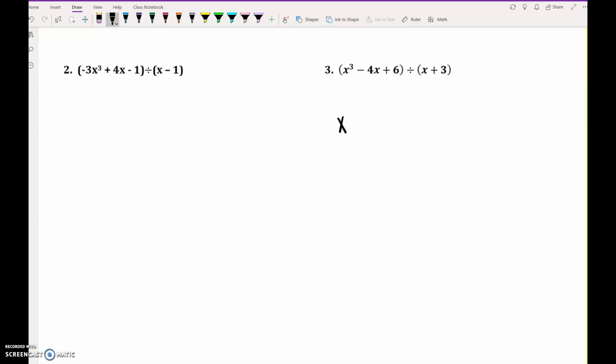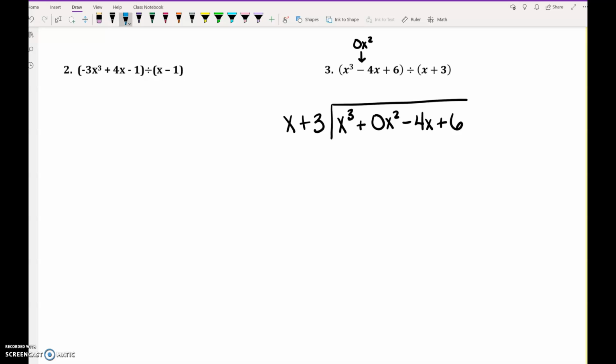So is there anything missing in there? X squared. We're going to put a 0x squared minus 4x plus 6. So right here, we are missing the x squared term, so we're sticking a 0x squared in there. You have to have a place for each of those things. We are going to divide this by x plus 3. We're really going to focus on the x. The plus 3 just kind of tags along for the ride. It's just there. We'll use it, but it just kind of tags along.